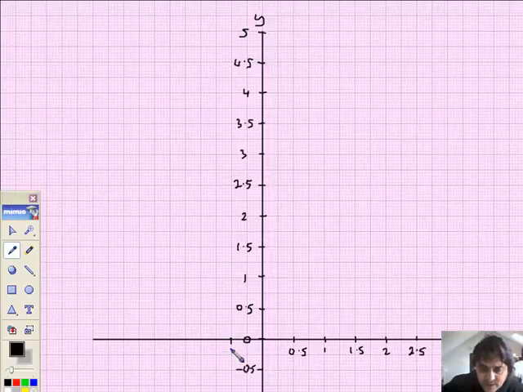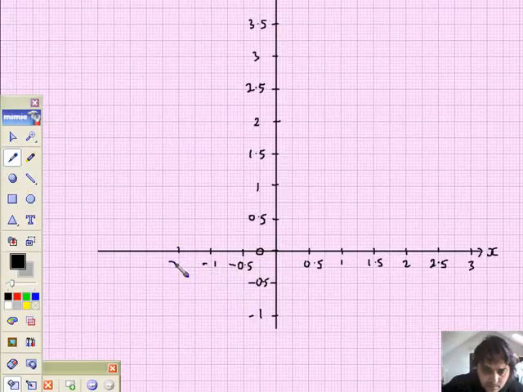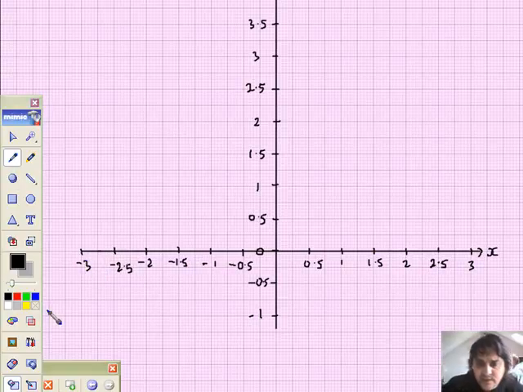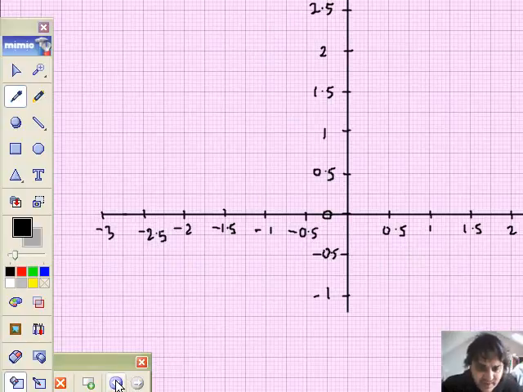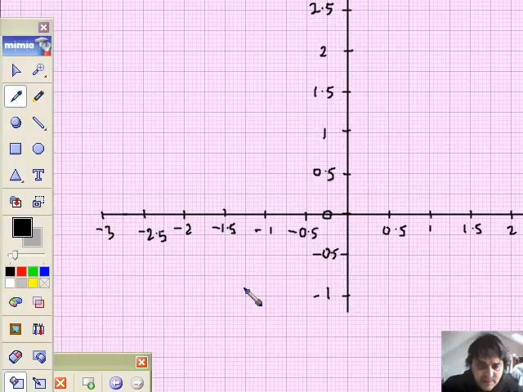Of course, I want to go negative as well. -0.5, -1, -1.5, -2, -2.5, and -3 should be just there. I'll extend the line a bit, like so. -3, and that should contain all my points. Now I've got to try and estimate where these are going to go. These are not all easy. So -3, 0 then. Okay, let's just do that.